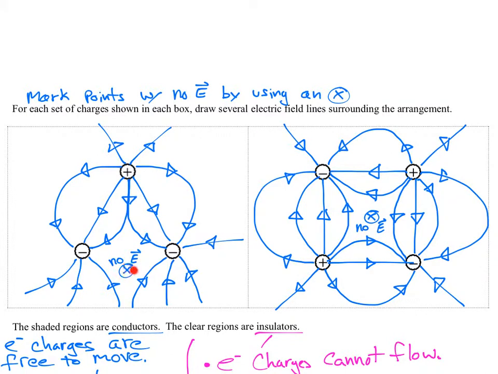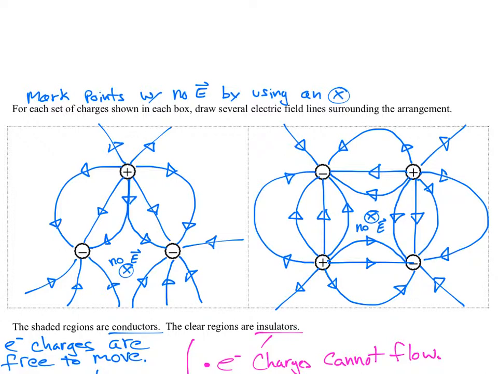A positive test charge here is going to be attracted to each of these negatives. So it is going to have a small amount of vertical attraction, which will be offset by the vertical repulsion from that test charge up top. So this is the point of no electric field. Notice how these lines curve, these lines curve. The ones on the outsides tend to be a little bit straighter.